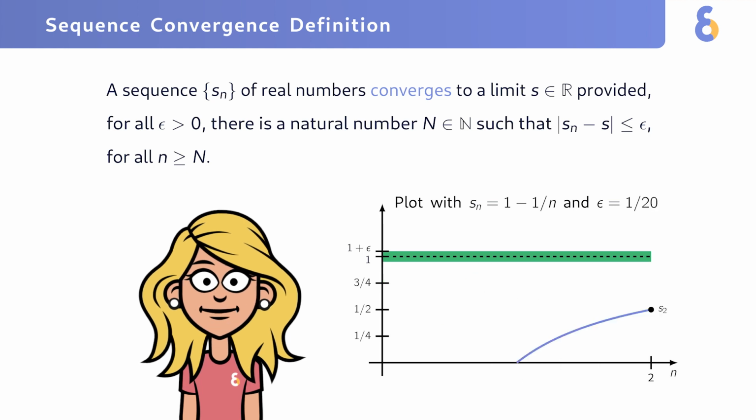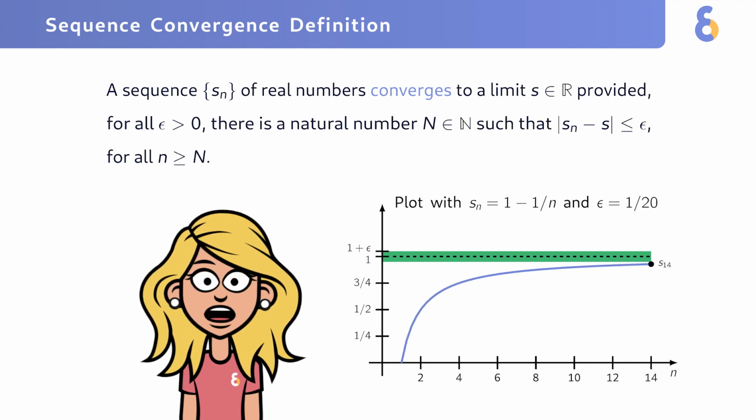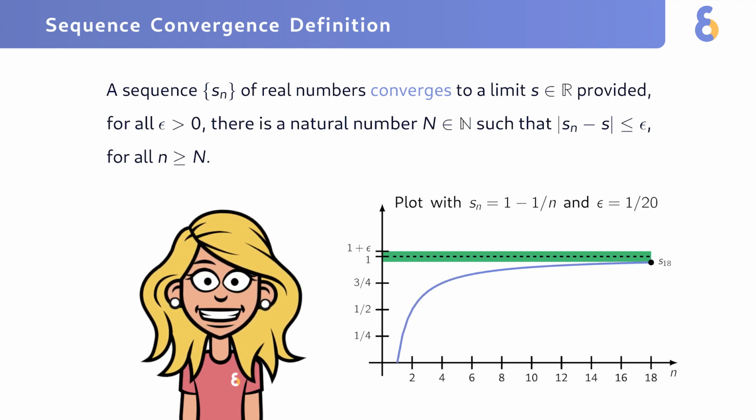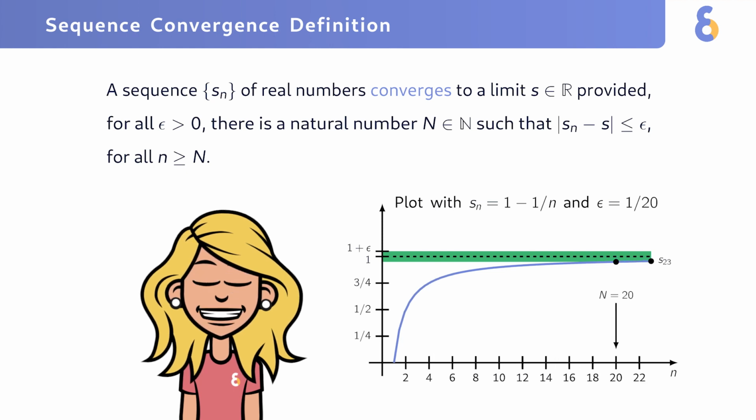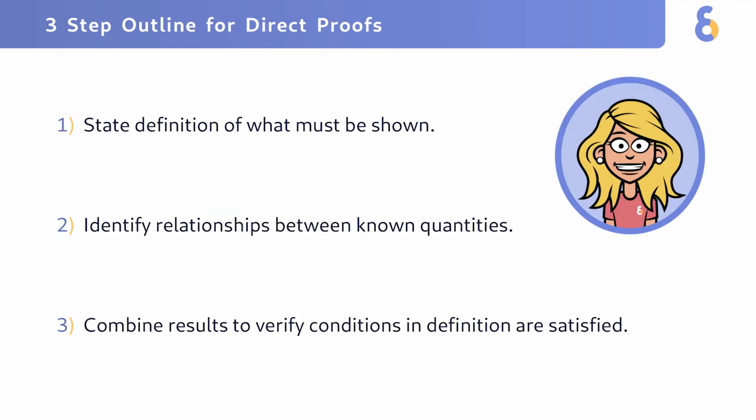Note, however, big N often depends on epsilon. To see this, consider a different value of epsilon. Say epsilon equals 1 over 20. In this case, we still get convergence, but it takes more steps for Sn to get within epsilon of the limit. Let's zoom out and think about a typical proof structure.